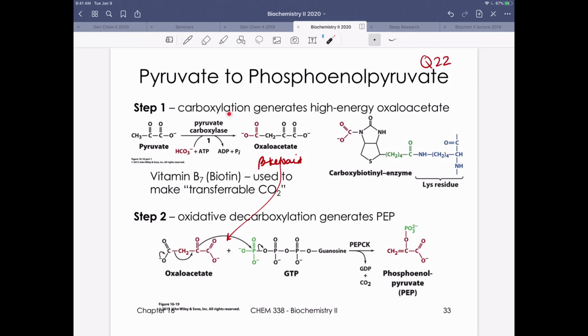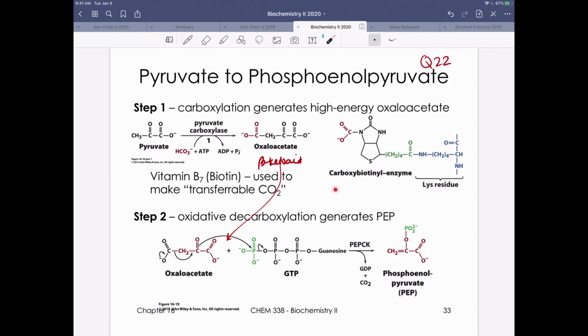The first step uses an enzyme called pyruvate carboxylase. What's going to happen is we're going to have bicarbonate that we pull from our bloodstream. We actually need to use another one of our B vitamins here. We're going to use vitamin B7, which is biotin. That makes what we call transferable CO2. So we're going to put CO2 on this terminal methyl group. That generates oxaloacetate, again being our branch point and our beta keto acid.